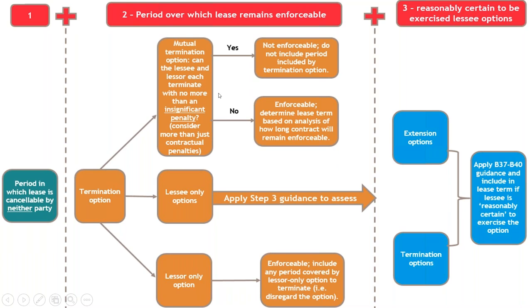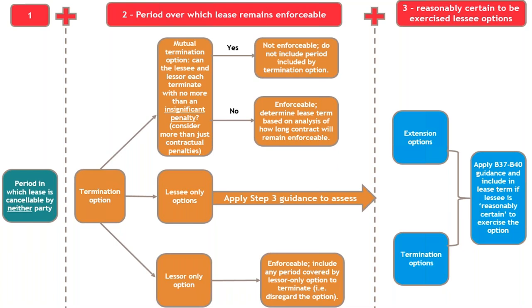So I think in this situation, because there's a mutual termination option, we would consider, can the lessee and the lessor each terminate with no more than an insignificant penalty? Now, if you look here, I would imagine that in this instance, it would be a lease term of 7 years, because, can the lessee and the lessor each terminate with no more than an insignificant penalty? I would argue no. It's expensive to get it there.